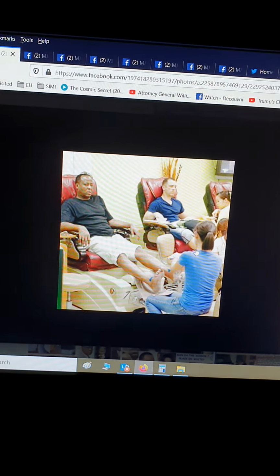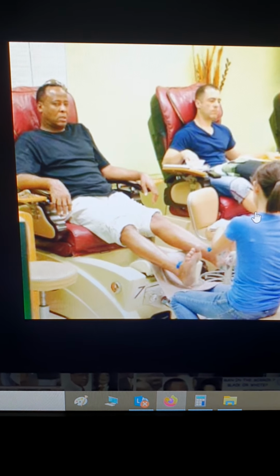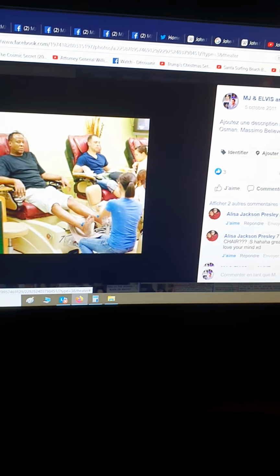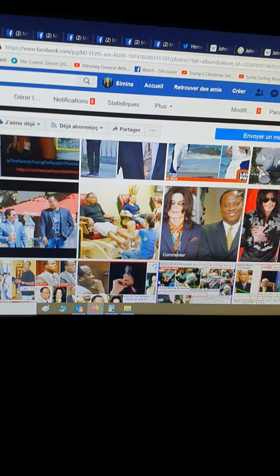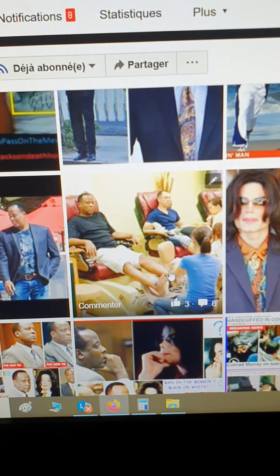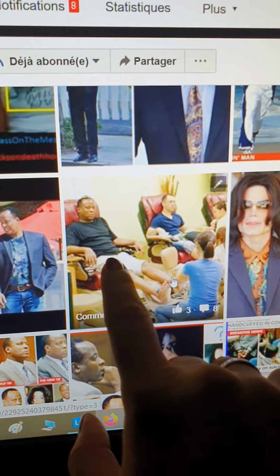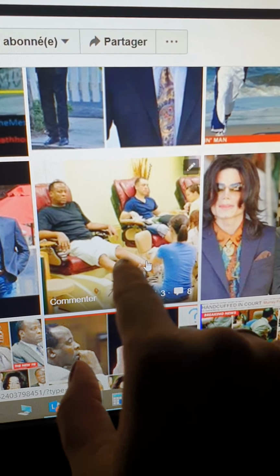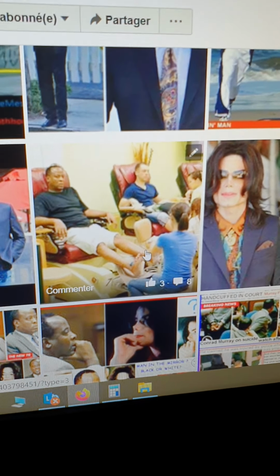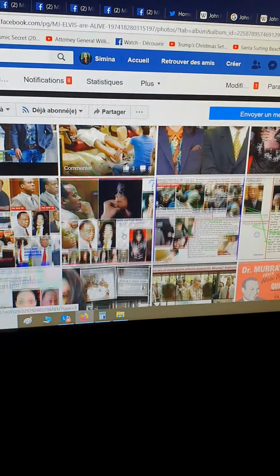Guess what Dr. Murray was doing during the trial? He was so stressed, poor him, that he went to have his pedicure made, and he is sitting on a chair with number 7. Isn't this funny? I told you some of the number 7 clues are so funny. Yes, this is a number 7 chair.